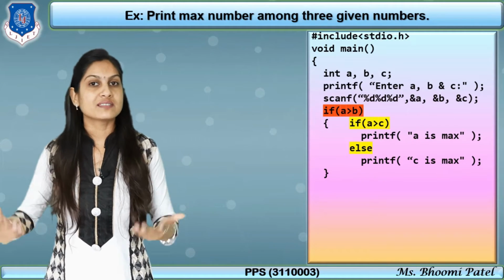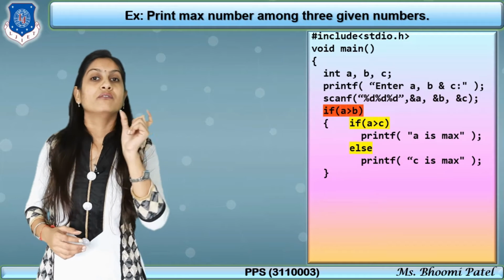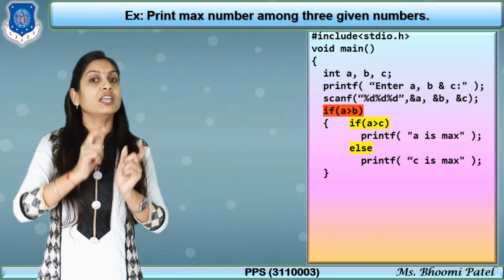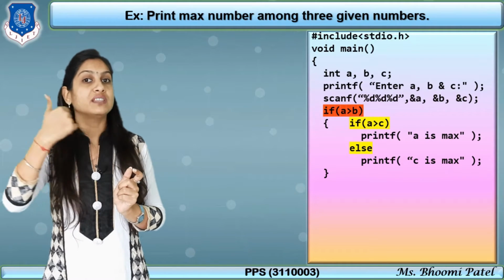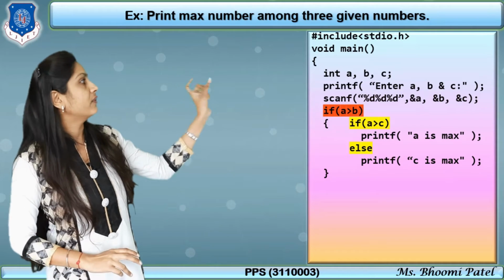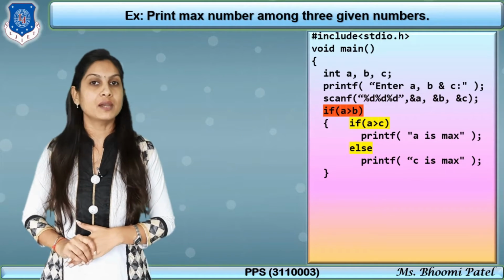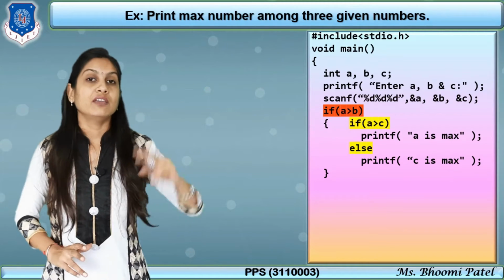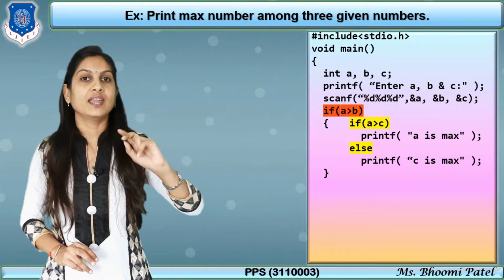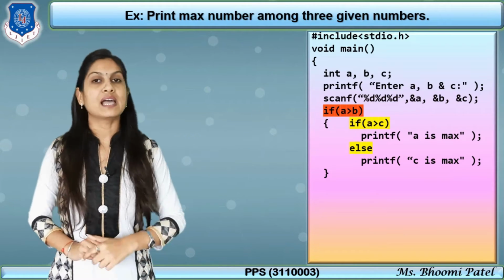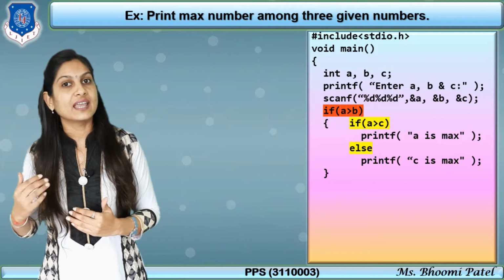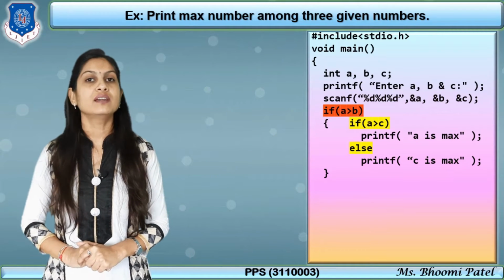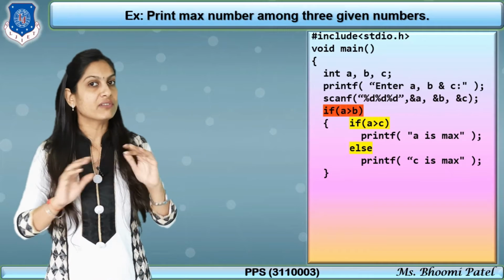How is nested if else applied here? First we check the first condition, a greater than b. If it is true, then again we check a with c. That is our logic. So the first if has the condition a greater than b. Inside the if we use another if with the condition a greater than c. If these two conditions are true, that indicates a is max, so simply print the message a is max. And suppose the second condition a greater than c becomes false, then the answer is print c is max. So this if part is completed.